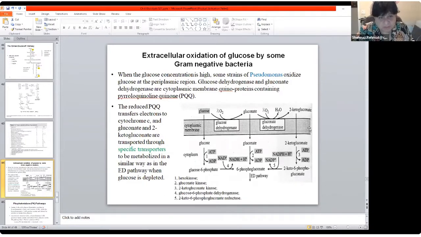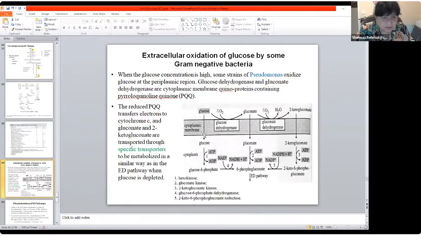So within the periplasm, we are talking about, this is of course a gram-negative bacterium, so it has a periplasmic region. The glucose dehydrogenase and gluconate dehydrogenase are cytoplasmic membrane quinoproteins containing PQQ. So these enzymes are located in the periplasm. So actually you're going to start oxidation of the glucose right at the periplasm only. So it's called extracellular oxidation. That means it hasn't entered the cytoplasm and it's being oxidized right at the membrane level.